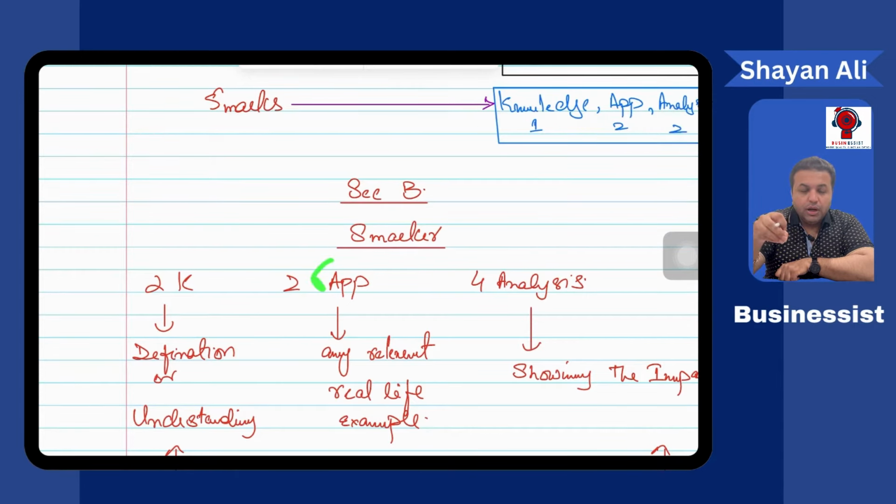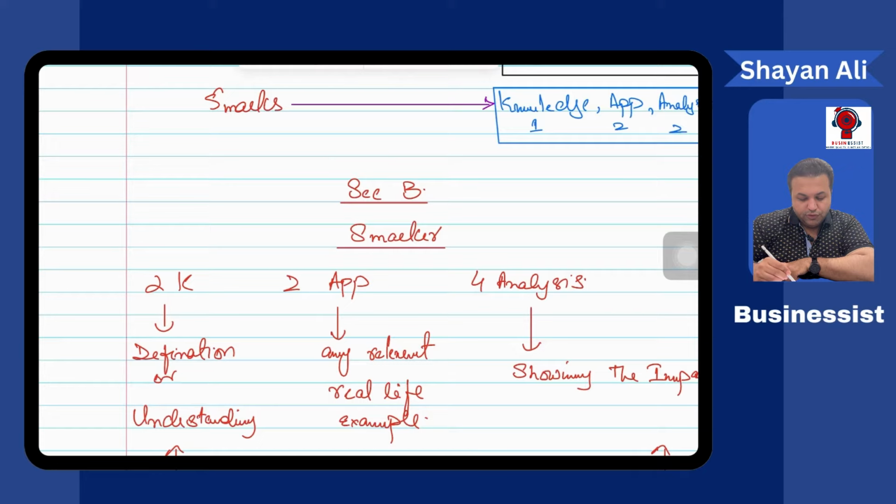Usually, in an 8 marker, they don't give you any specific scenario. While in a 12 marker, we do have a scenario, but in an 8 marker, we don't have any scenario. So here you are totally allowed to quote any example, any real life example. For example, as I have already written here, 2 marks application, any relevant real life example. It could be any real life gigantic companies like Toyota, Honda, etc. So you have to use your own example in this 8 marker.